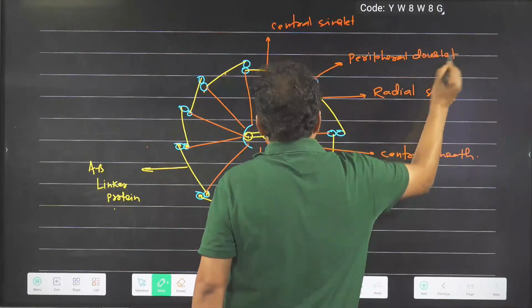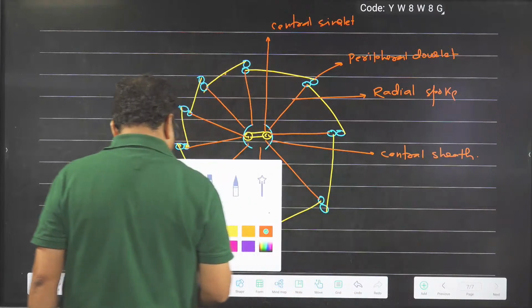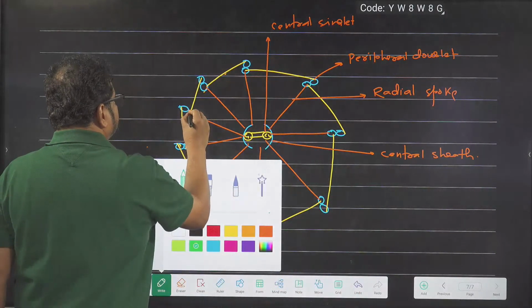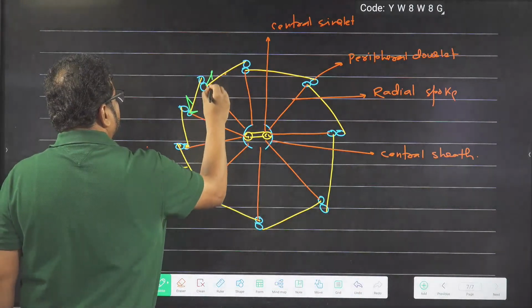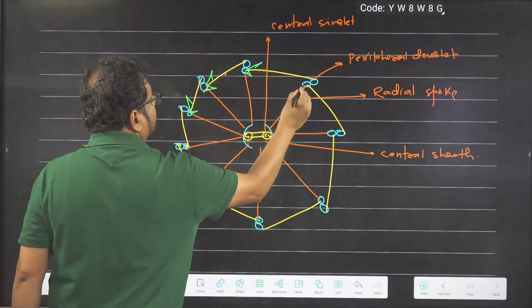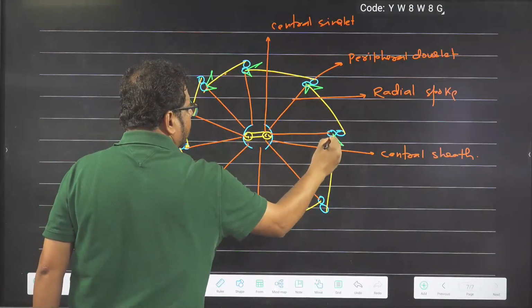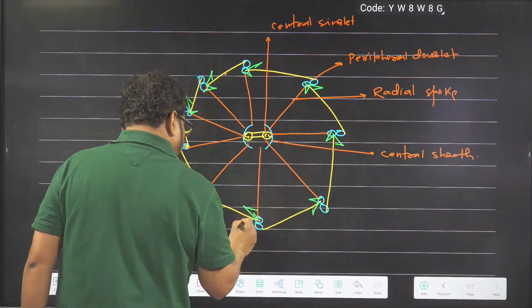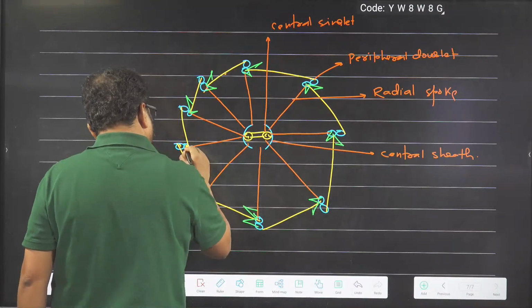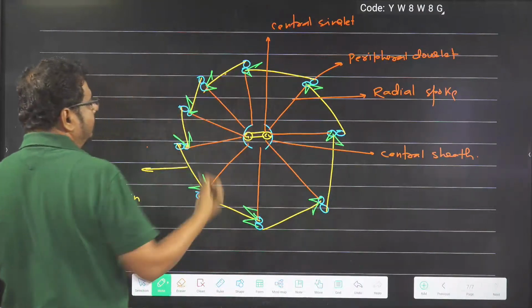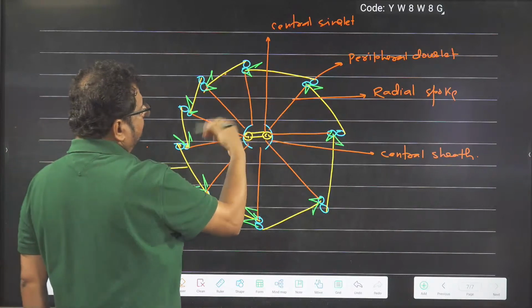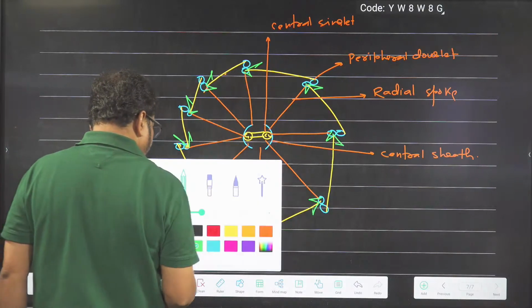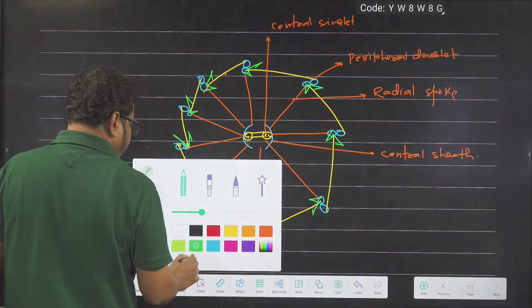Peripheral doublet. And with every A, who is arising? Outer arm, inner arm, outer arm, inner arm, everywhere, like this. So this is the structure of the axoneme. Did you get the idea?